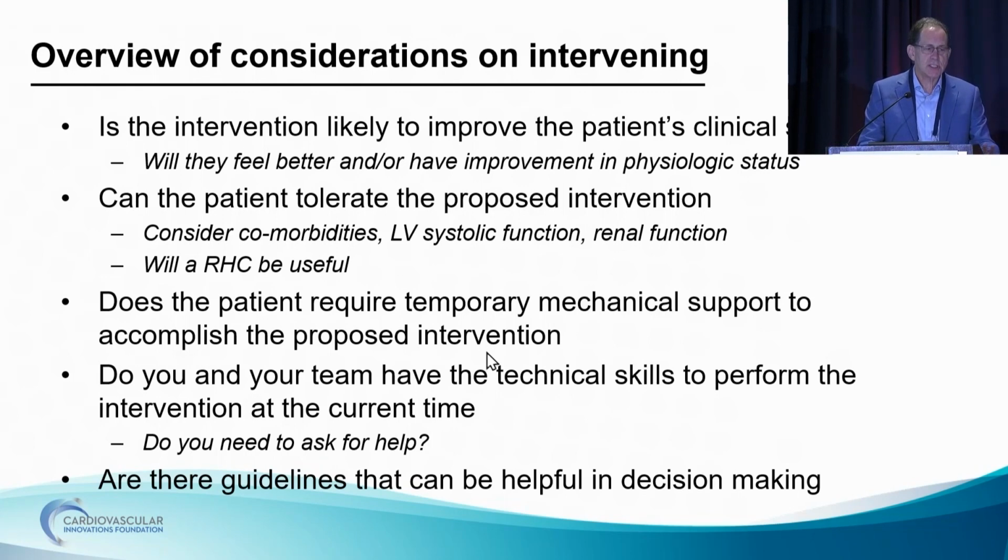Second, can the patient tolerate your proposed intervention? Consider their comorbidities, their LV systolic function, their renal function. Will a right heart cath be useful? I think arguably it often is. Does the patient require temporary mechanical support to accomplish your proposed intervention? If so, think about it, plan it, get a CT scan, figure it out.